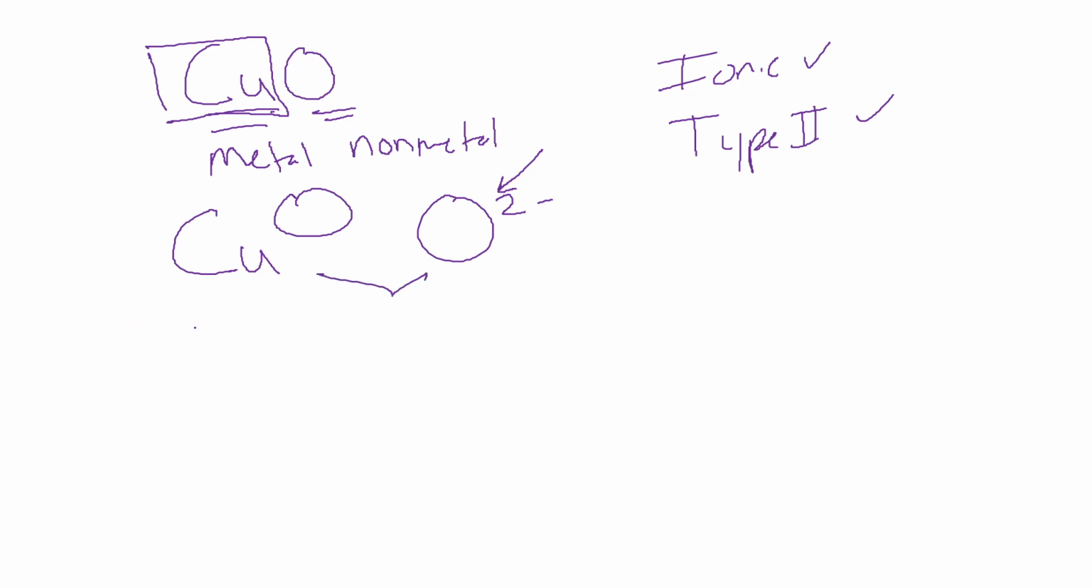Again, when these add up, they need to equal 0. That means here my copper should have a +2 charge. This is going to give me copper Roman numeral 2, once again for the charge, and oxide.